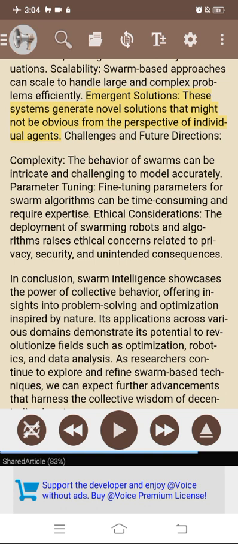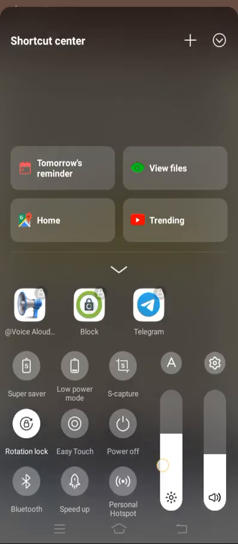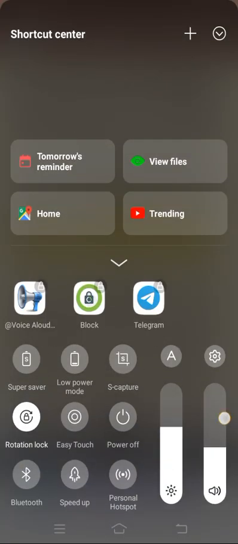Challenges and future directions. Complexity. The behavior of swarms can be intricate and challenging to model accurately. Parameter tuning. Fine-tuning parameters for swarm algorithms can be time-consuming and require expertise. Ethical considerations. The deployment of swarming robots and algorithms raises ethical concerns related to privacy, security, and unintended consequences.